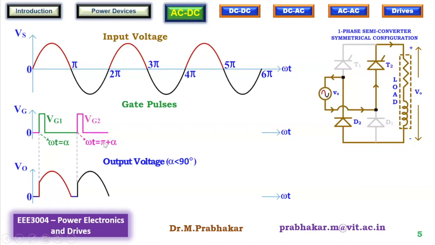At pi plus alpha, SCR T2 will receive a gate pulse. Now you can observe this. See, already the supply has reversed. Therefore, the polarity of supply will be as marked over here. The positive of Vs will forward bias T2. Because it receives a gate pulse, it will conduct. And the top terminal will again be connected to the positive of the supply voltage.